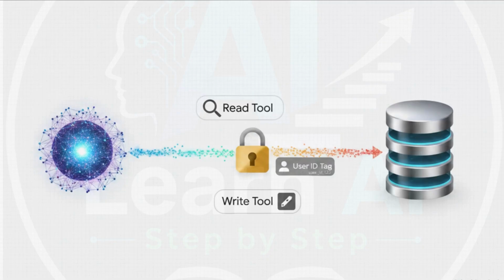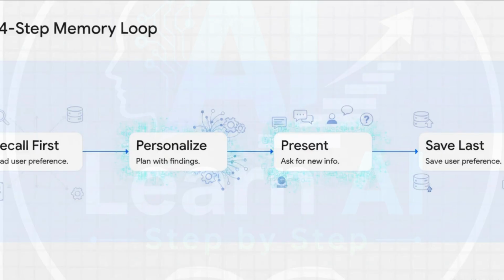update an existing one. And crucially, this is a really important security measure. Both of these tools are tied directly to the current user ID context. That ensures all reading and writing are securely locked to the right person, preventing any accidental data leaks across different users. But just handing an AI some tools isn't quite enough.